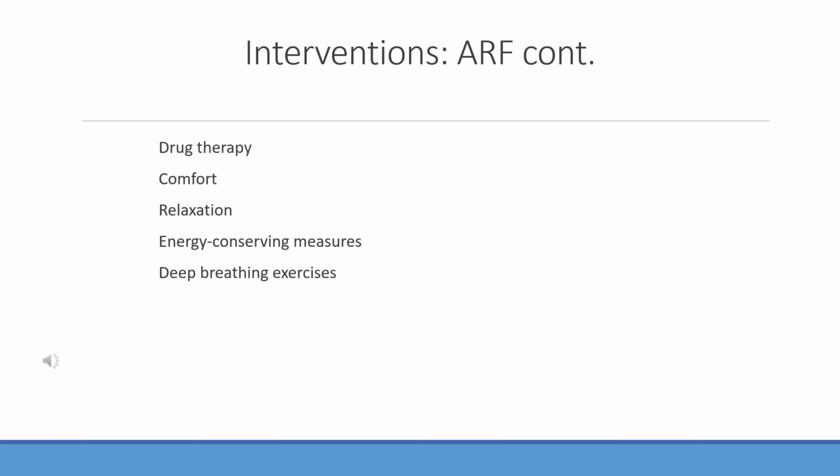Diuretic therapy and antibiotic therapy may be necessary depending on the underlying condition, because remember, we want to try to treat the cause. We need to help the client to a position of comfort that allows easier breathing, which is again usually in that upright position. Relaxation, diversion, and guided imagery to help decrease the anxiety that's occurring because of the dyspnea that they are having.